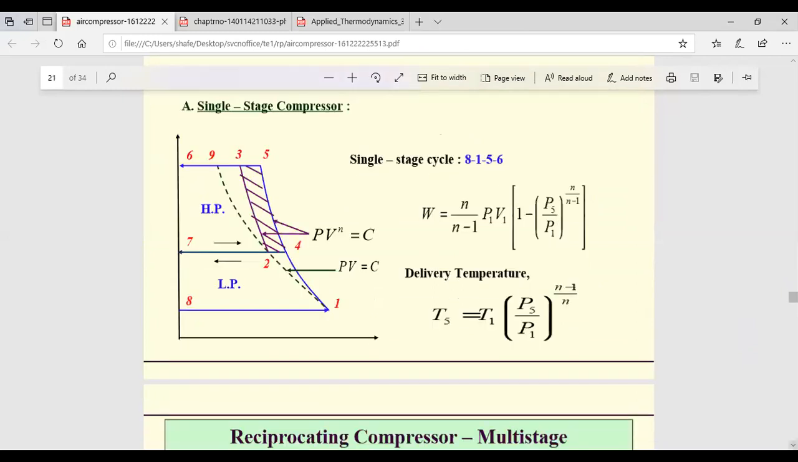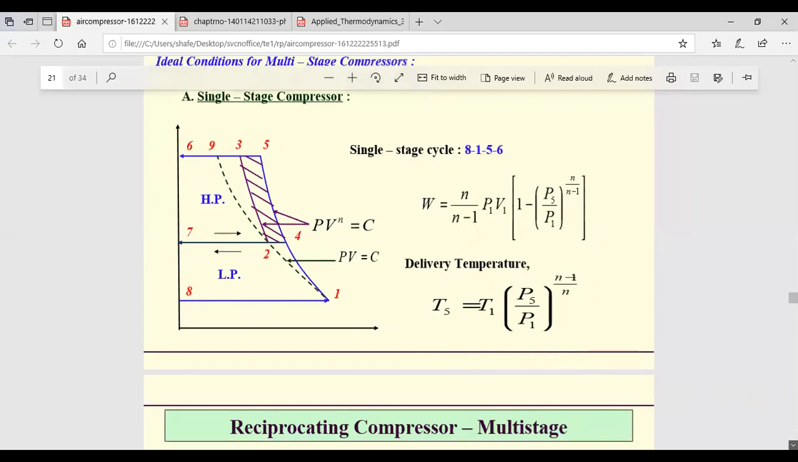Now this particular diagram shows the same thing. If I take only single stage, the above diagram is actually shown in a different way. If I take 8-1-5-6, then what is your work done formula? As usual, n by n minus 1, P1 V1, 1 minus P5 by P1 whole to the power of n minus 1 by n, instead of P2, because here the pressure is P5. The relation I have already explained: final temperature by initial temperature equals final pressure by initial pressure whole to the power of n minus 1 by n. These are the normal thermodynamic relations for any polytropic or adiabatic process.